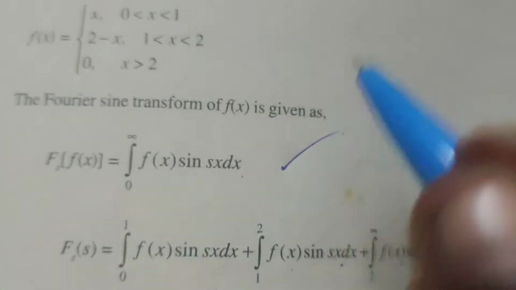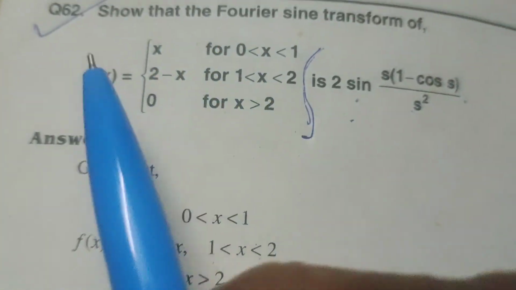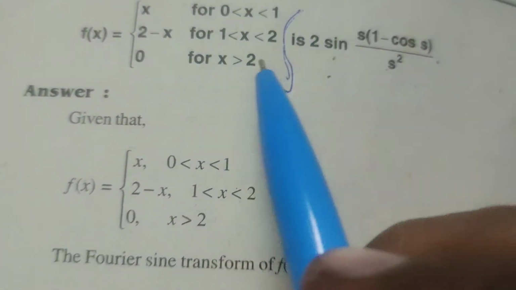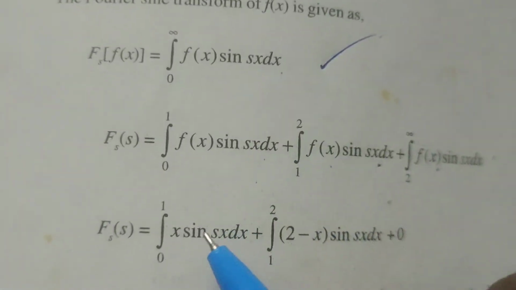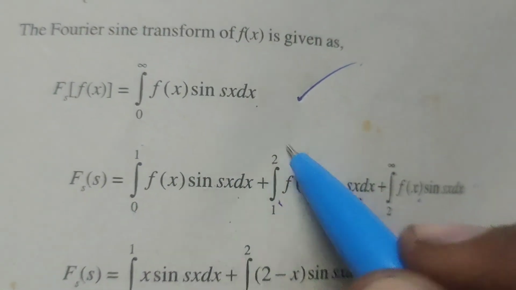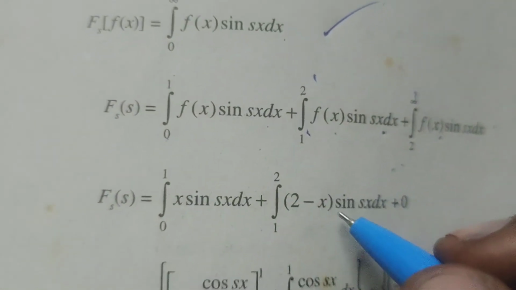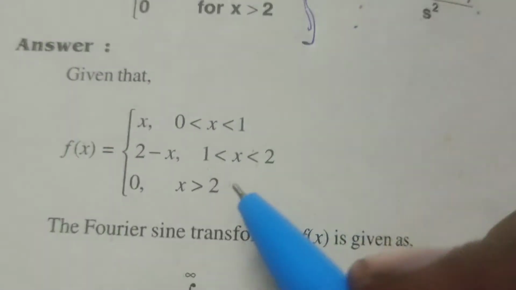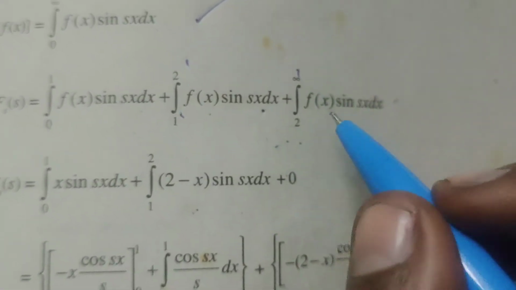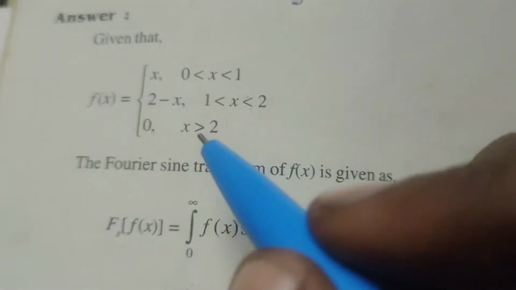And divide the intervals according to the given function: 0 to 1, 1 to 2, and 2 to infinity. From 0 to 1, f of x is defined as x. From 1 to 2, f of x is defined as 2 minus x. And from 2 to infinity, f of x is defined as 0.